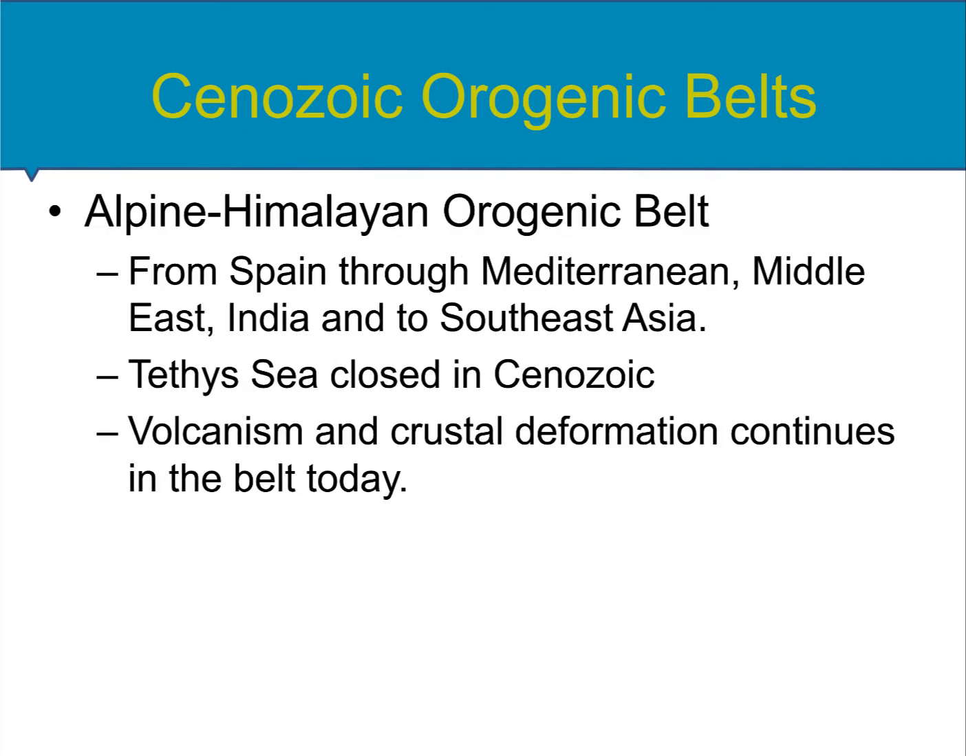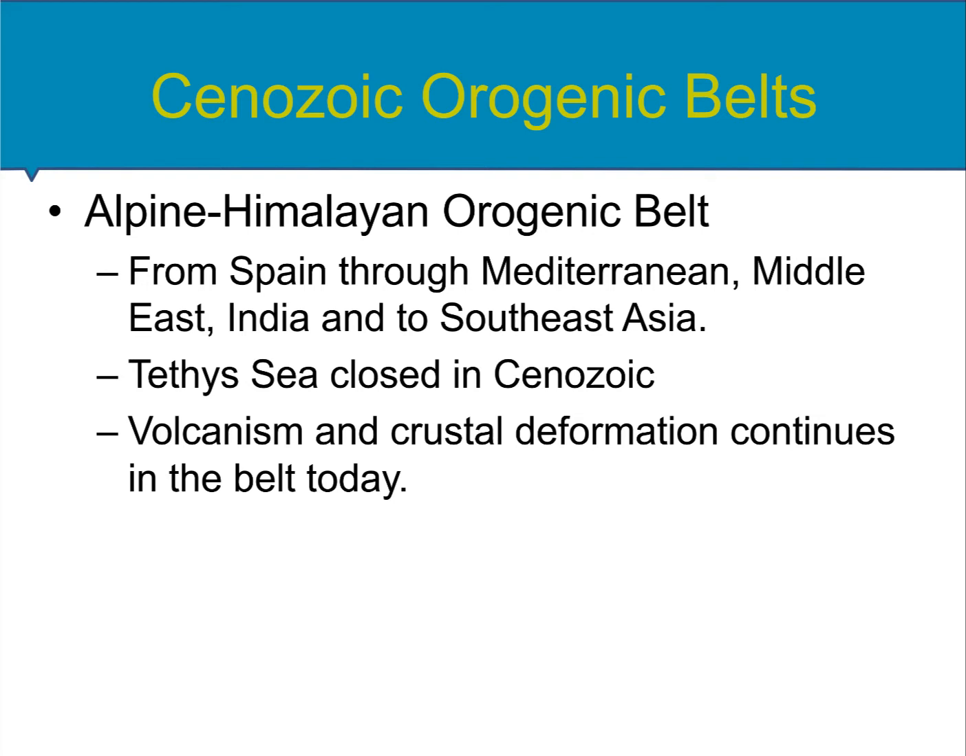So when we're looking at this Alpine Himalayan orogenic belt, it goes really from Spain, which includes the Pyrenees Mountains, through the Mediterranean, including the Alps. In the Middle East, it goes through India and it ends up in Southeast Asia. And really what's happened here is, because the Arabian Plate, India, and Africa are moving northward after the breakup of Gondwana, they eventually close that equatorial seaway called the Tethys.